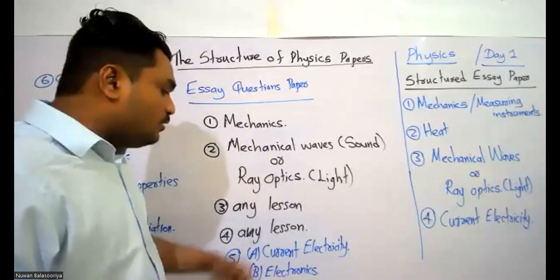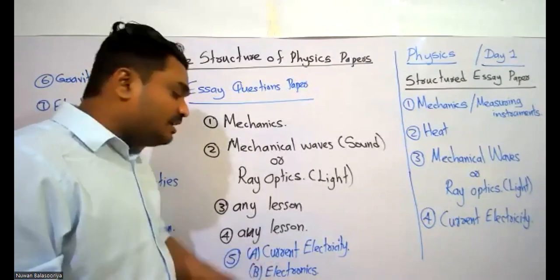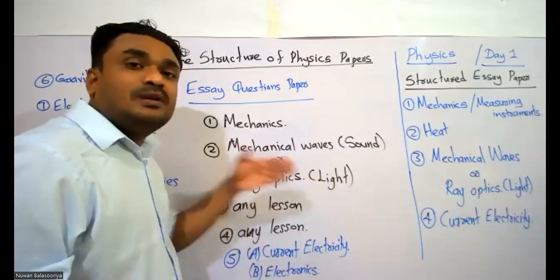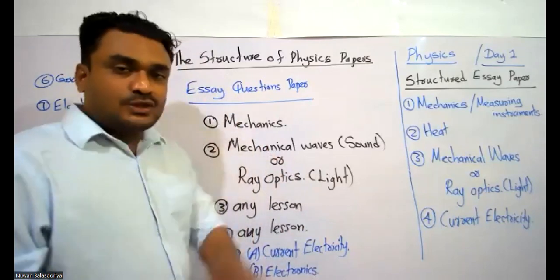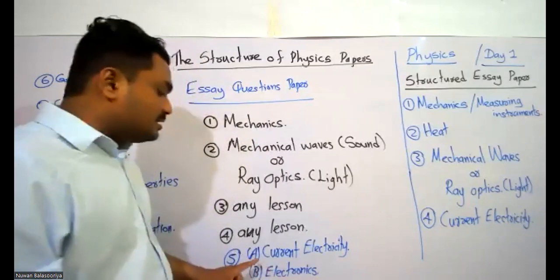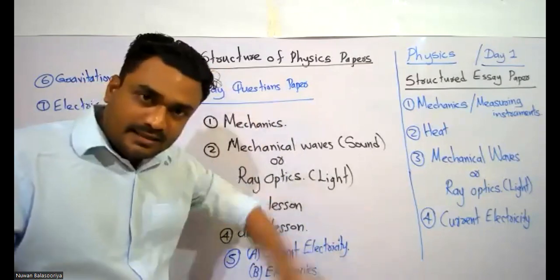A student should select only one of them. If you answer 5A and 5B both, the examiner will cut one of the questions and marks will be given for only one question. So please remember that in the exam, do not answer both 5A and 5B. Select one of them and write the answers.